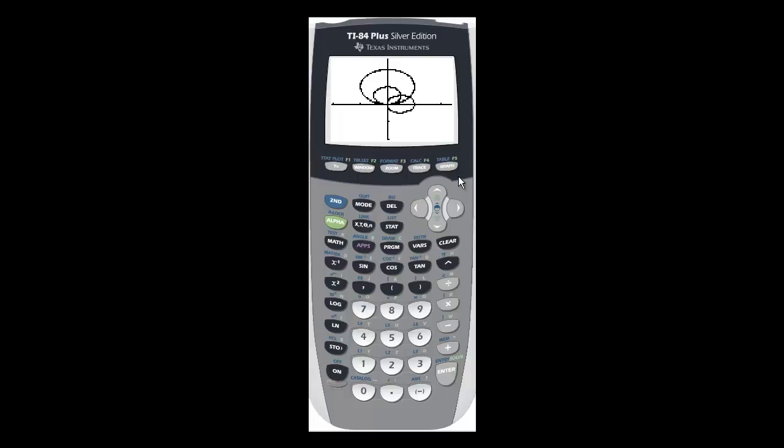And now we're getting all of the graph, but again, we've stretched the screen so that we're getting some distortion. So let's go back and do a zoom square so that we can see these really are circles.